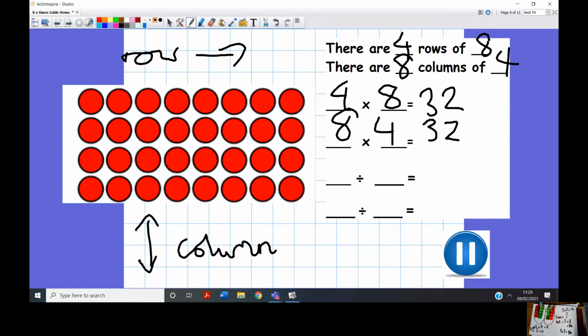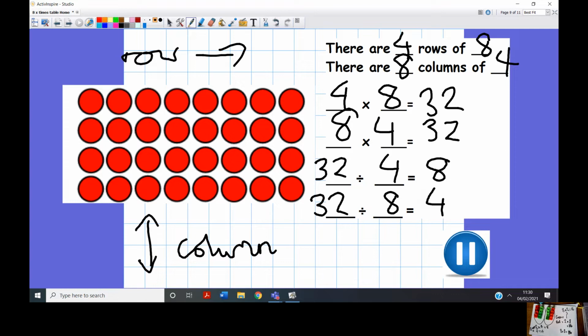Right, again, division. Remember, our whole is 32, and we need to use our 2 multiplication equations to help us complete the division, so the inverse. So let's look at our top equation. 32 divided into 4 equal groups. There is 8 in each one of my groups. 32 shared equally between 8 groups is equal to 4.